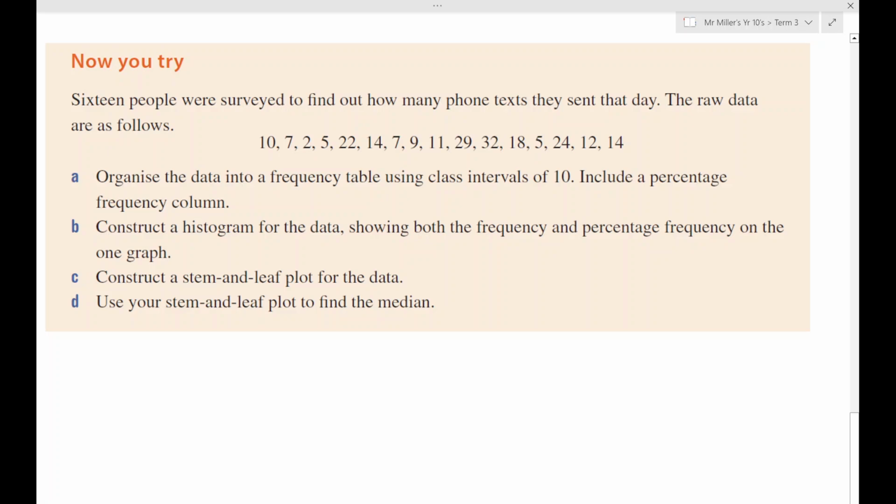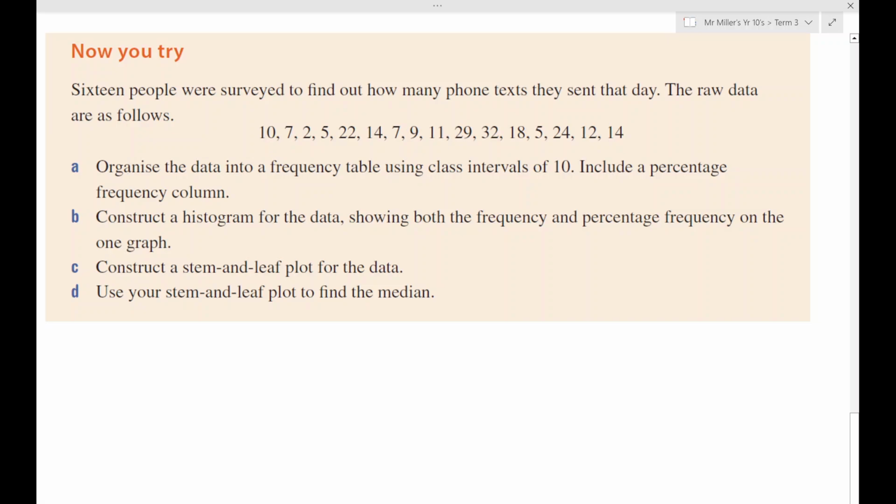and so on. So we need to organize the data into a frequency table using class intervals of 10, and also we need to include a percentage frequency column in our table. Then construct a histogram for the data, showing both the frequency and percentage frequency on the one graph. Okay, then we've got to construct a stem and leaf plot for the data. And finally, we've got to use that stem and leaf plot to find the median. Great. Okay, so first let's set up this frequency table.